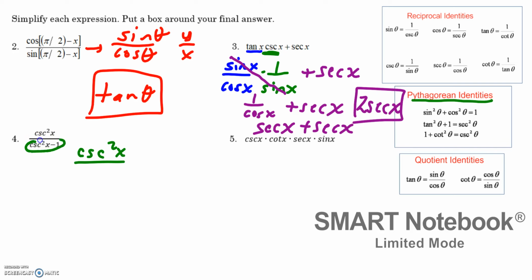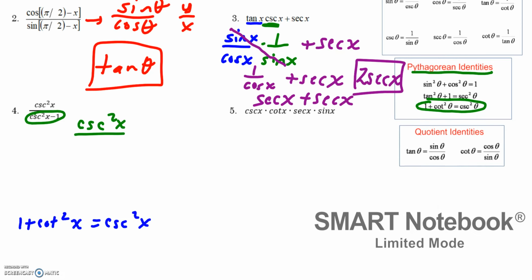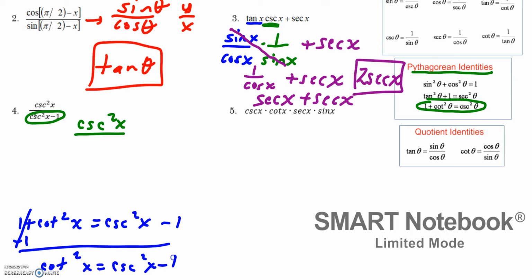Now this piece, though, my eye goes to this identity right here. However, at this moment, this does not match this identity exactly. But what if I wrote the identity that I know is true over here? 1 plus cotangent squared of x equals cosecant squared of x, or theta, or whatever you want to call it. If I would like to get cosecant minus 1 on the same side, all I have to do is subtract 1 from both sides of the equation. And I would have that cotangent squared of x is equal to cosecant squared of x minus 1.